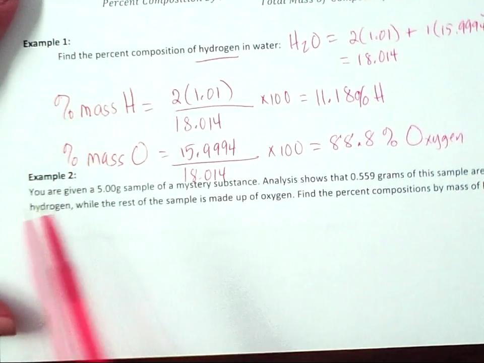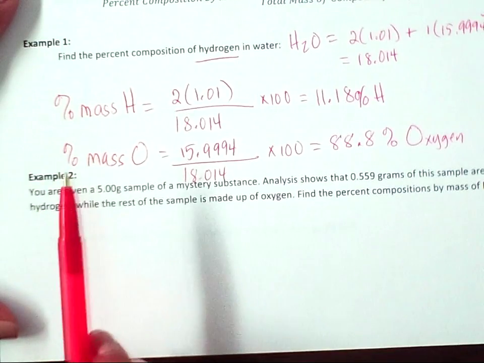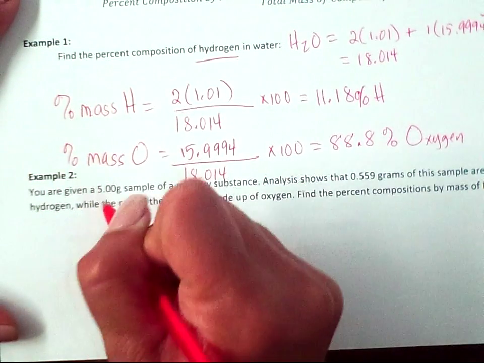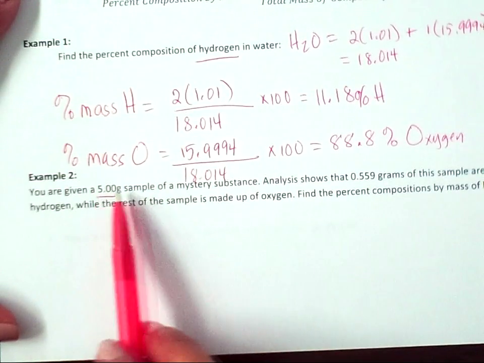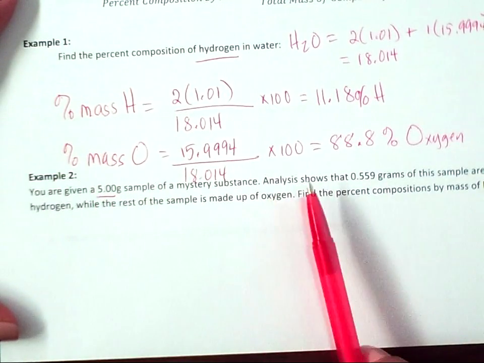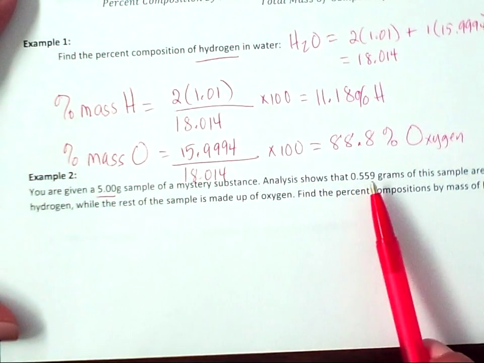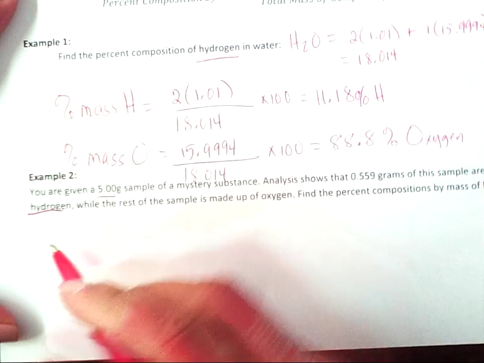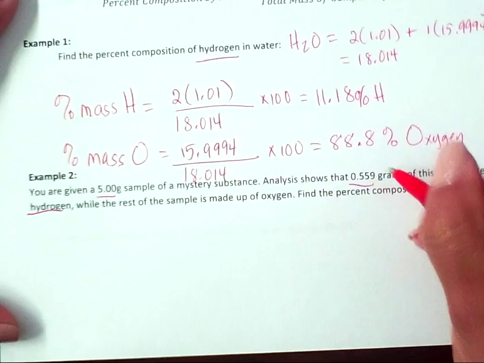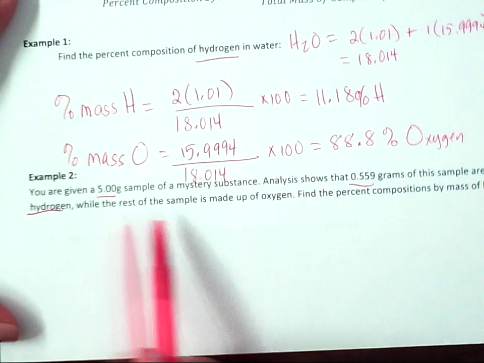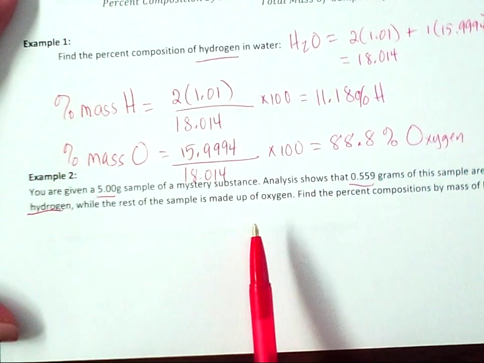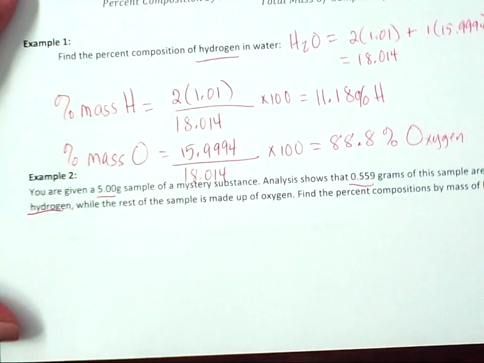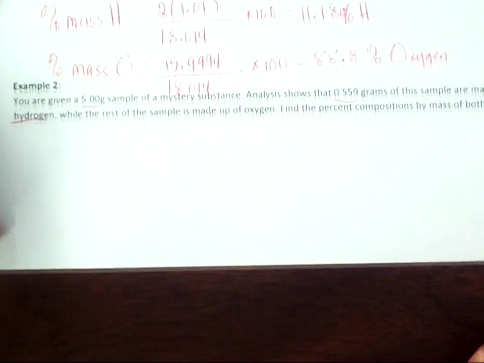So look at this problem. You're given a 5-gram sample of a mystery substance. We don't know what it is, but the entire sample is 5 grams. Analysis shows that 0.559 grams of the sample are made up of hydrogen. Okay, so I know the hydrogen is 0.559 grams. The rest of it is made up of oxygen.